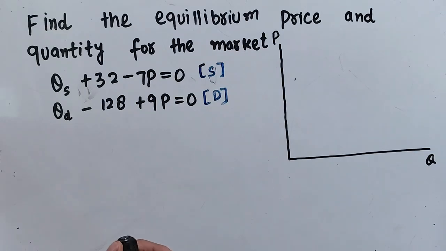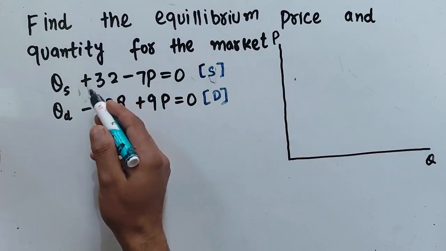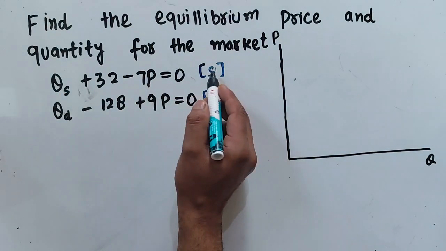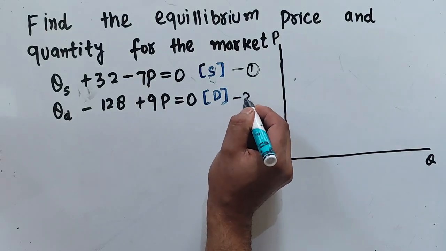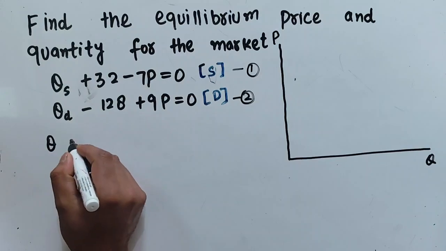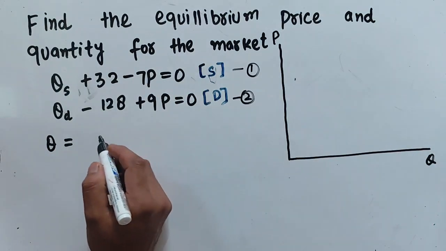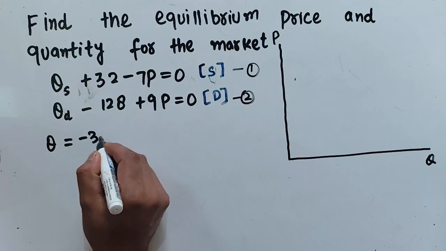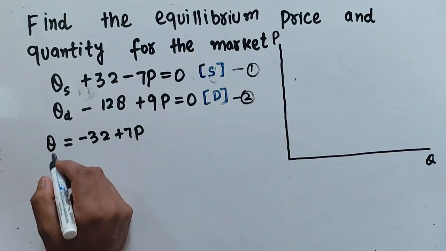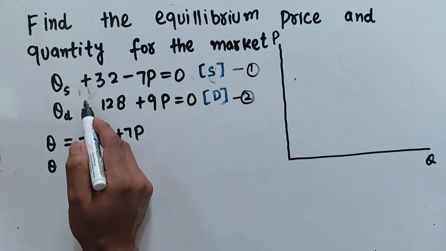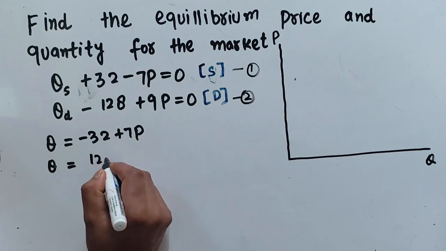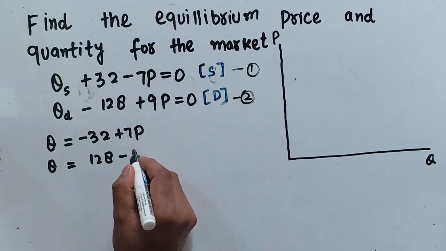Okay, so at equilibrium what happens, or let me first rewrite these. I will drop the subscripts here. Let us suppose this is the first equation, this is the second equation. Q is equal to, transpose these terms to RHS, so it becomes negative 32 and this becomes positive 7p. This is our supply function, and the demand function is likewise: transpose the terms to RHS. We will get plus 128, and plus 9p becomes minus 9p.